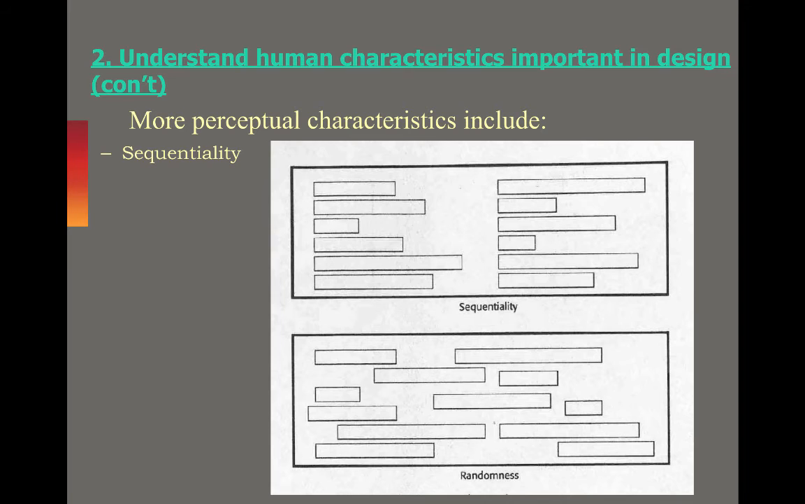So in the top picture, when you have sequentiality, it indicates to the user how to process the form, right? To fill in the form, for instance, sequentially, as opposed to that picture of randomness below. And imagine you have a form with all the fields arranged in a random fashion. The user may not even know where to start, which field to start filling in first.